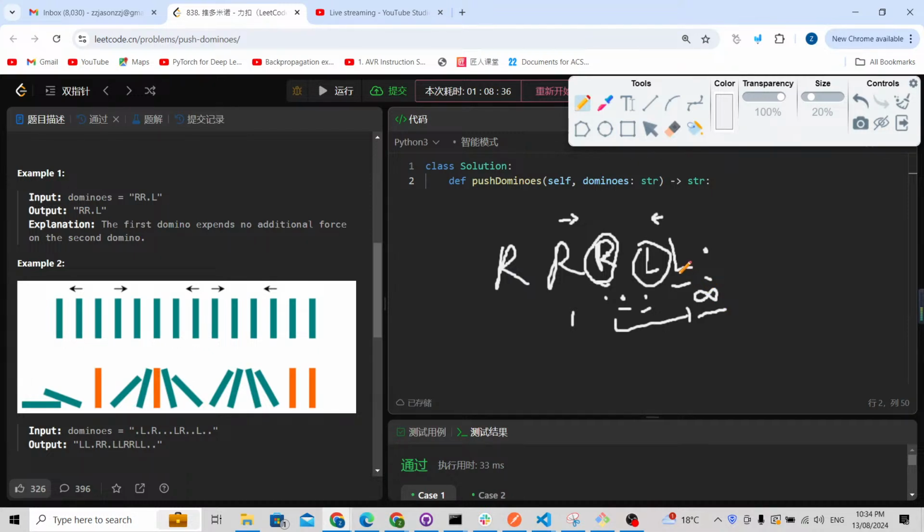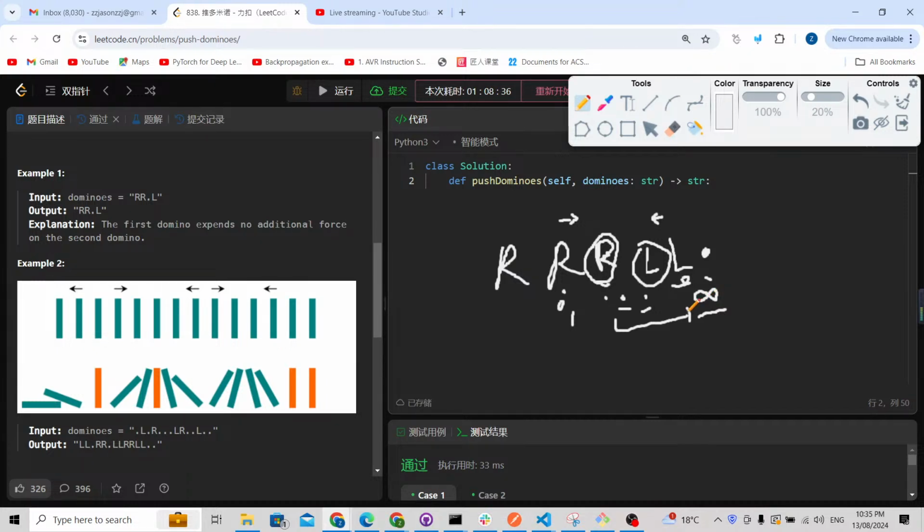Yeah, so we're gonna set it as infinity, because for this L, it has a distance of 0 to L itself, and maybe this R has a distance of 0 to R itself. So we will not use 0, we're gonna use infinity. So for this dot, what is the closest distance to the R on the right side? Because there is a L, it has influenced the distance, so we're gonna set it as infinity.